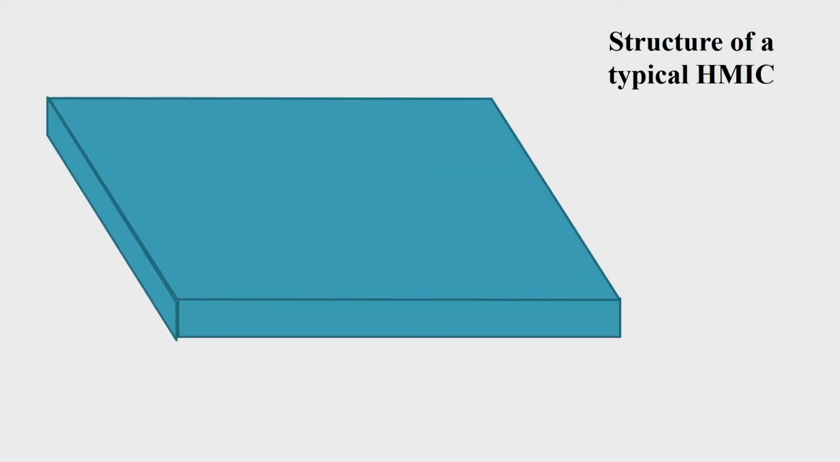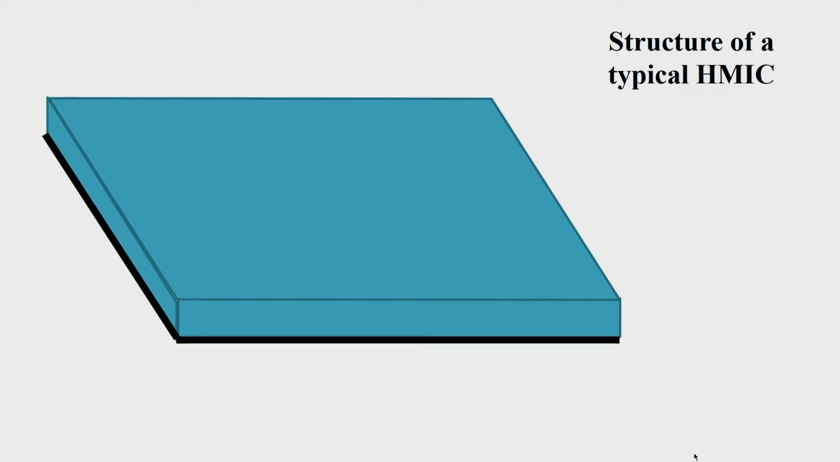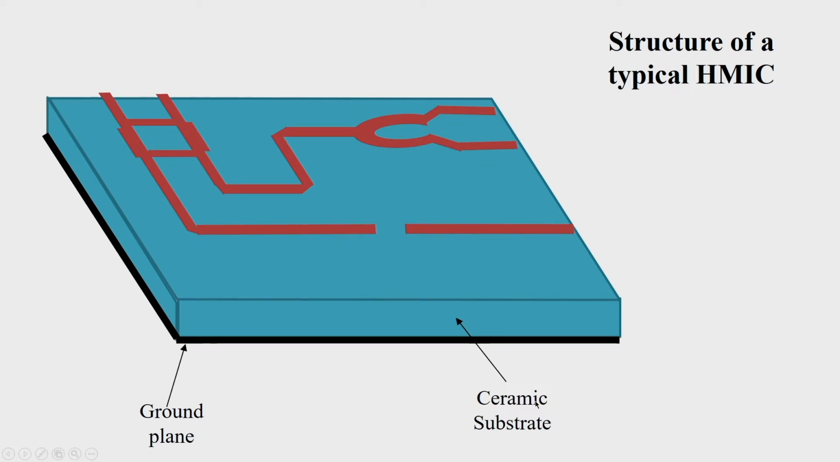So, here the structure of a typical hybrid MIC is shown. So, we have a substrate ground plane and then on this the transmission line and transmission line based components. For example, here we show a branch line coupler, the schematic of a power divider.